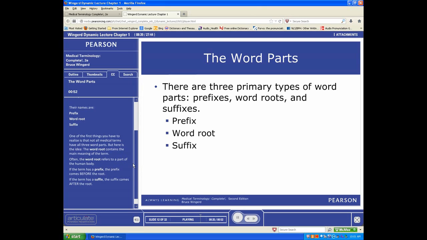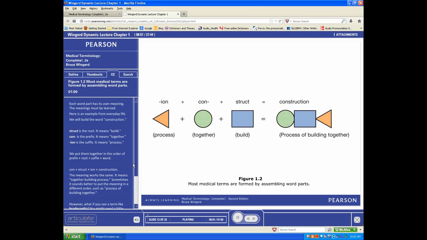Each word part has its own meaning. The meanings must be learned. Here is an example from everyday life. We will build the word construction. Struct is the root. It means build. Con is the prefix. It means together. Ian is the suffix. It means process.